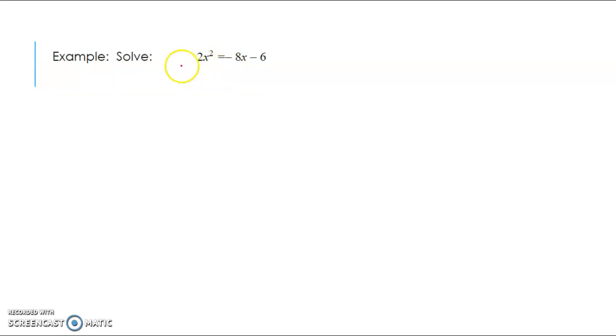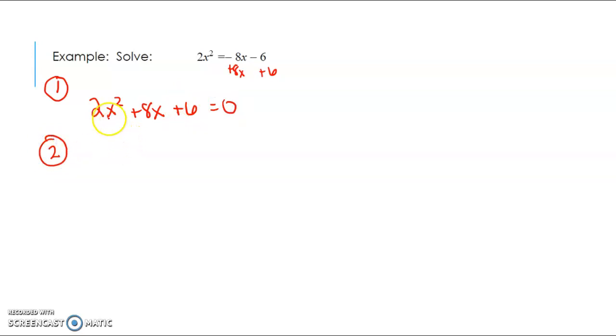All right, I got another one here. So my first step is going to be to get it into standard form. I'm going to do that by adding 8x and adding 6 to both sides. So I get 2x squared plus 8x plus 6 equals 0. Second step, I'm going to factor. I noticed that 2, 8, and 6 are all divisible by 2. So that's the first thing I'm going to do, is I'm going to pull out that GCF. It's going to make my life easier. So I'm going to have smaller numbers to work with.